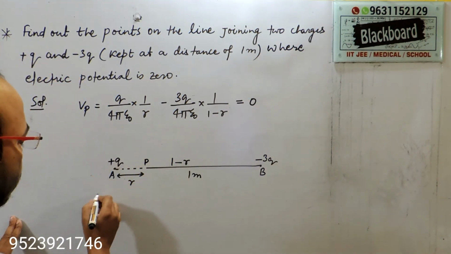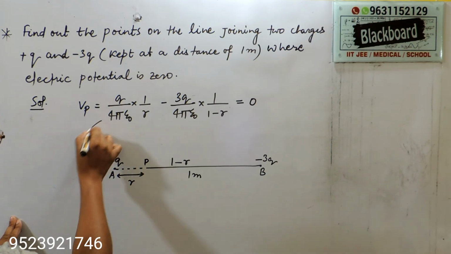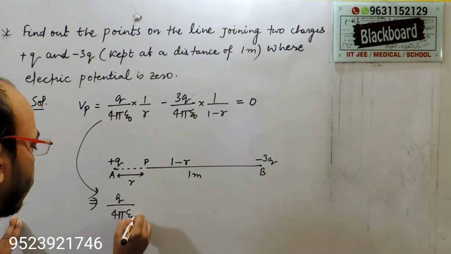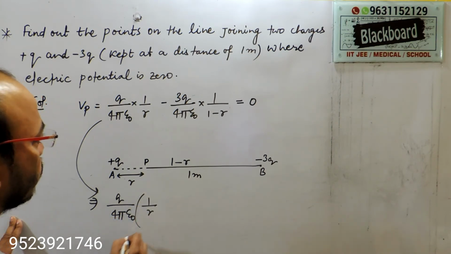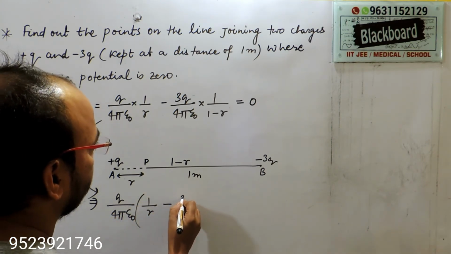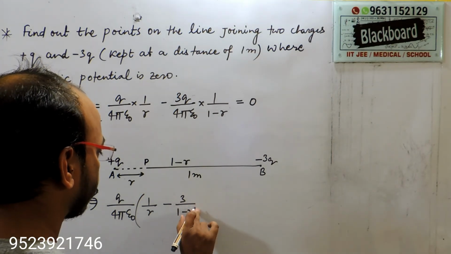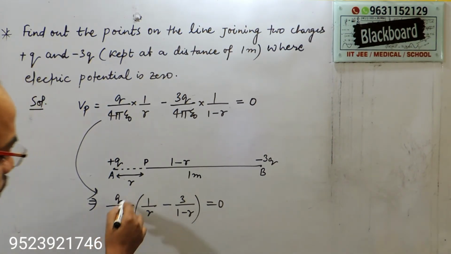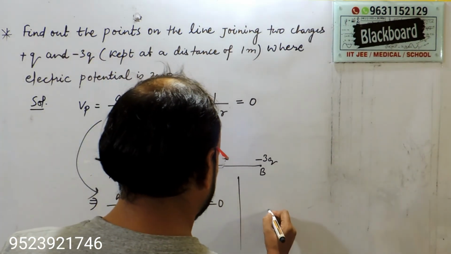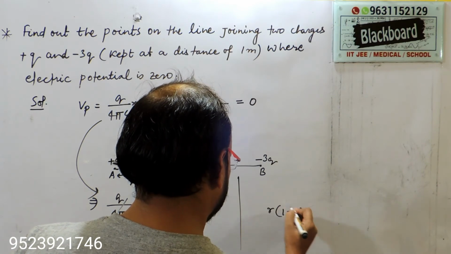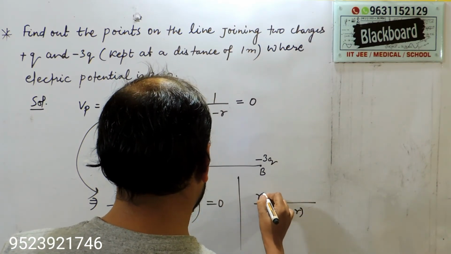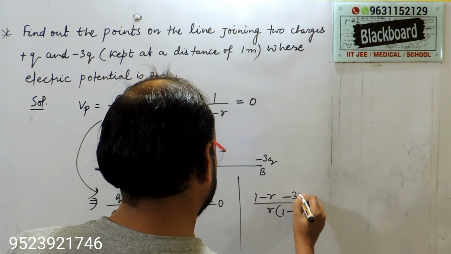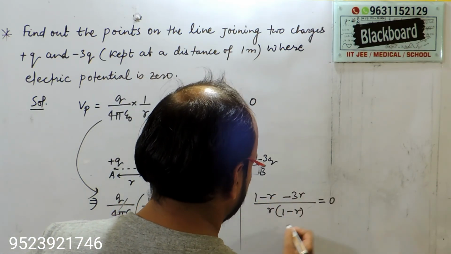Again taking common, Q by 4 pi epsilon naught is common here. That means you can write 1 by R minus 3 by 1 minus R is equal to 0, and the common part will be cancelled out. That means here 1 minus R minus 3R is equal to 0.